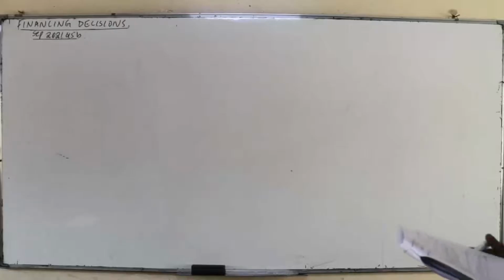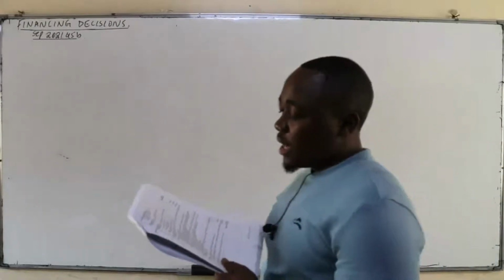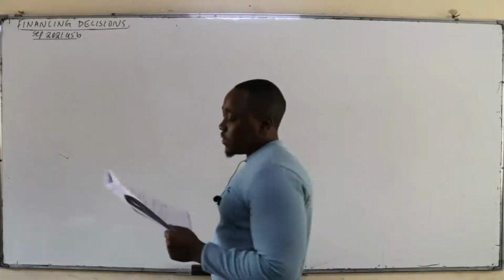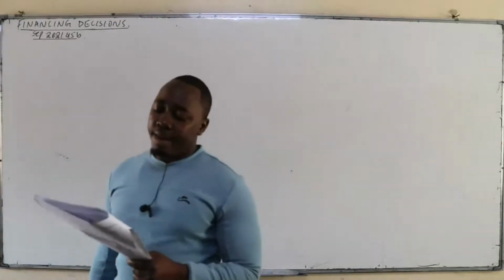You get your 6 marks. Number B of the question. The management of Biashara Limited are in the process of determining the optimal capital budget for the company for the year ending 31st December 2021.